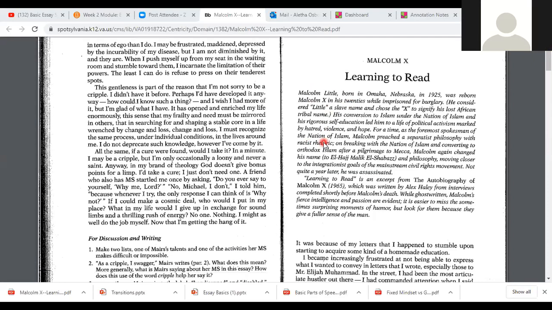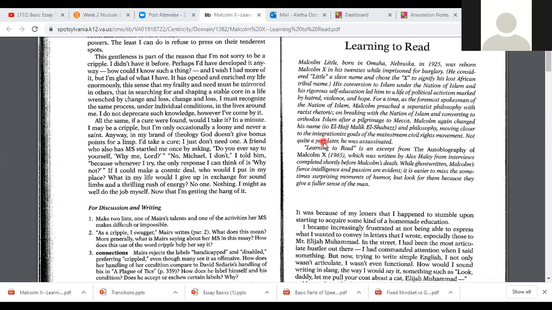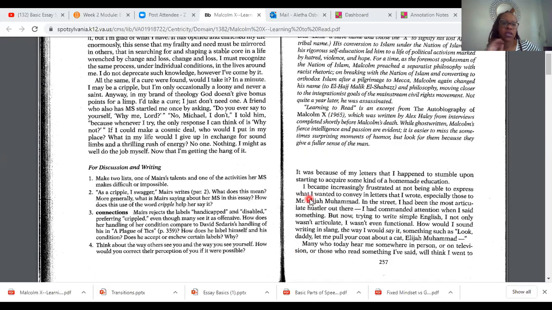In your annotations, did anybody highlight, circle, star, or underline this opening paragraph? Yes. Aisha, when we annotate, we normally always ask the question, what's the author's main idea? Did you guys struggle to find the author's main idea in this text?